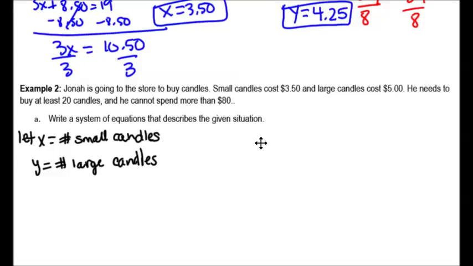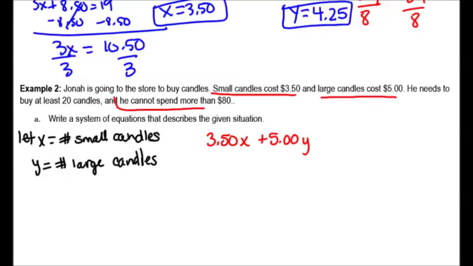Okay? Now let's go back to the problem and write our equations. The first one is talking about money, right? So small candles cost $3.50. So I have $3.50 times my small candles. Large candles cost $5. So $5 times all of my large candles. And it says that he cannot spend more than $80. He cannot go over $80.